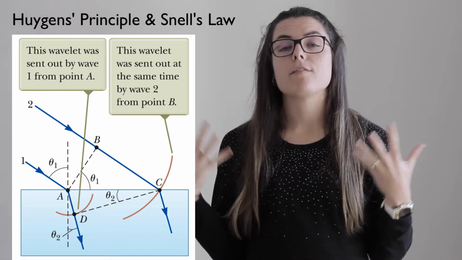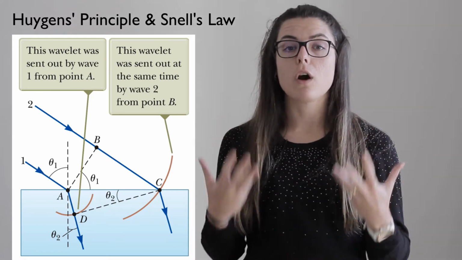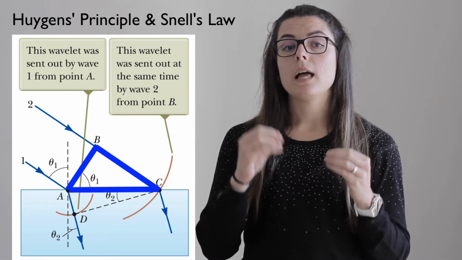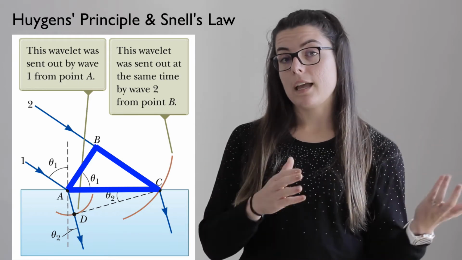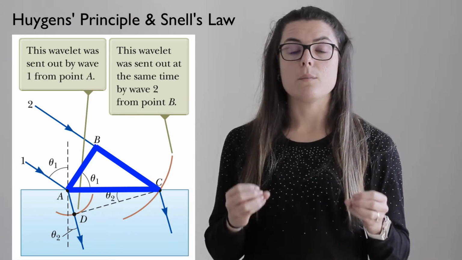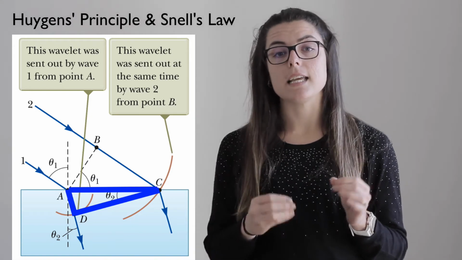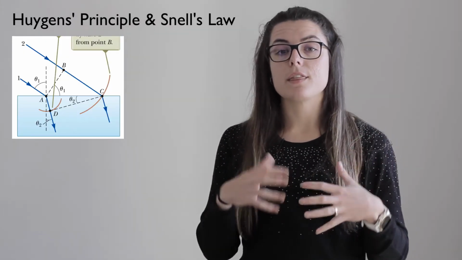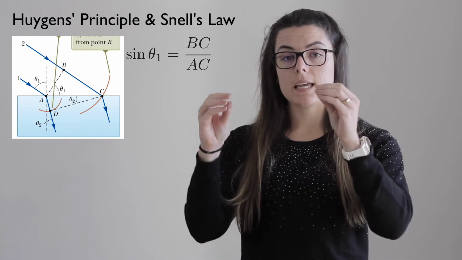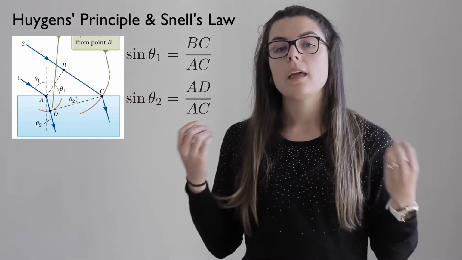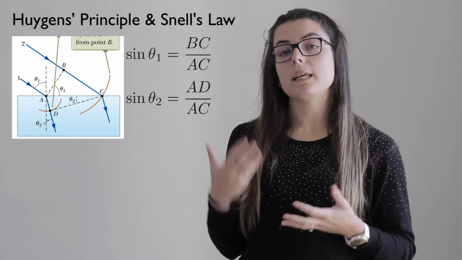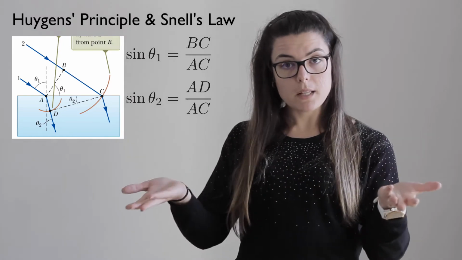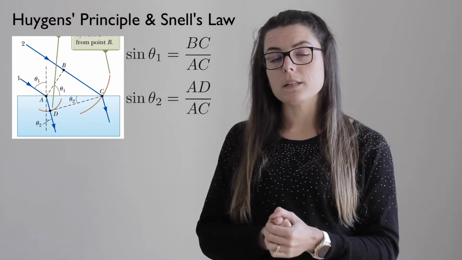And now we have our two triangles again, our two congruent triangles that share the same side. We have the triangle ABC with the angle inside theta 1, and then we have the triangle ACD with the angle theta 2. Therefore, we know that sine theta 1 equals BC divided by AC. And then sine theta 2 equals AD divided by AC. So we have AC, which is similar between both of our formulas here.